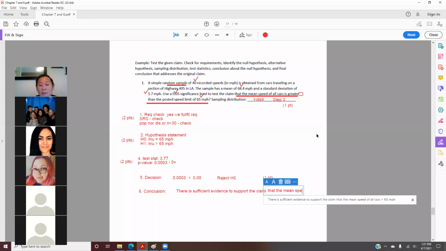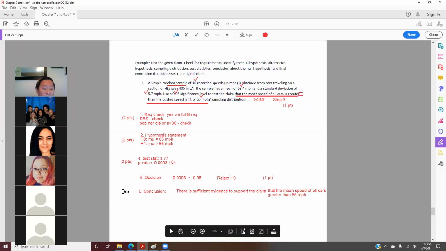Mean speed of all cars is greater than 65 miles per hour. So that is what your conclusion is. This is worth 2 points in your test. So make sure you pick the correct conclusion and also write down the claim statement. Don't be lazy.